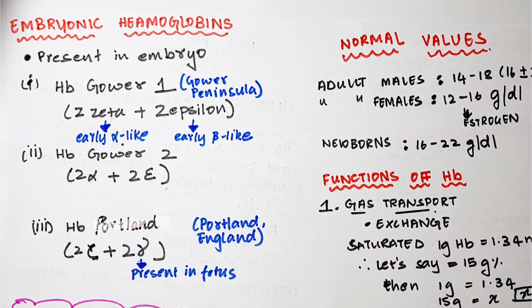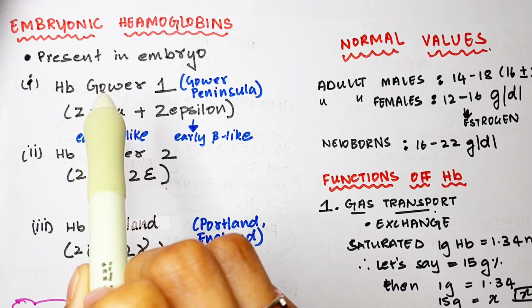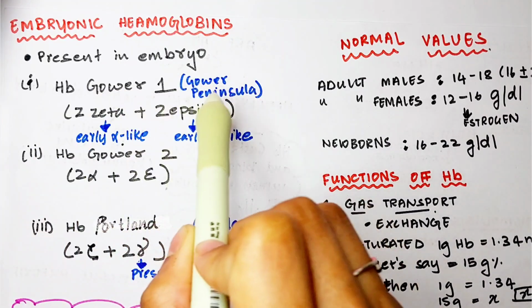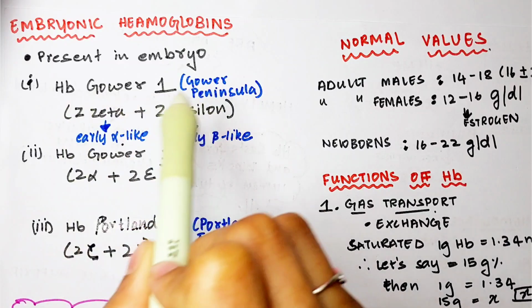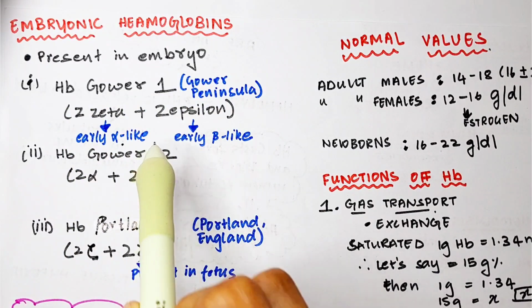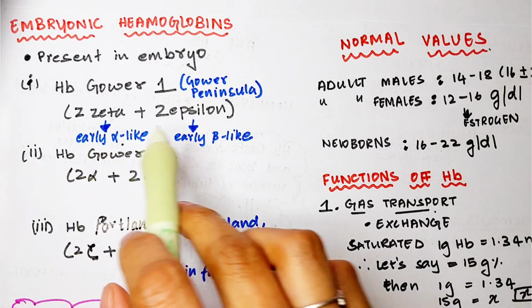Then embryonic hemoglobin. Embryonic hemoglobins are obviously going to be present in the embryos, and they are divided into Gower 1, Gower 2, and Portland. So Hb Gower 1, it is from the Goa Peninsula. It was found there, and hence the name. And this has 2 zeta plus 2 epsilon. This is what it is comprised of, like how HbA is comprised of alpha and beta chains. This has the zeta chain and the epsilon chain.